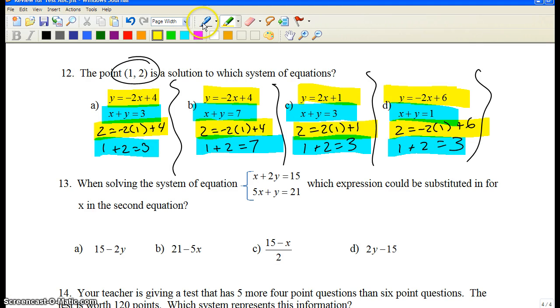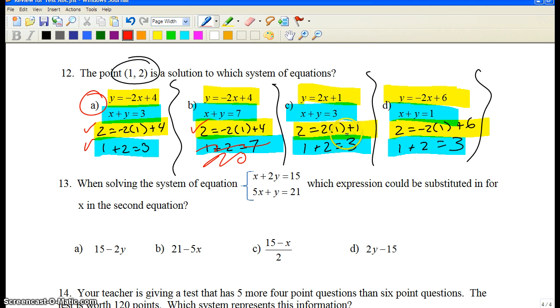Now the yellow matches with the yellow and the blue matches with the blue vertically. You got to see if it makes a true statement in both of those equations. Does negative 2 times 1 plus 4 equal 2? Okay, that one's true. Is 1 plus 2 equals 3? That one's true. That means it is a solution to A. Let's see if it's a solution to B. Okay, negative 2 times 1 plus 4. That's 2. That checks. 1 plus 3 isn't 7, so this one's no.